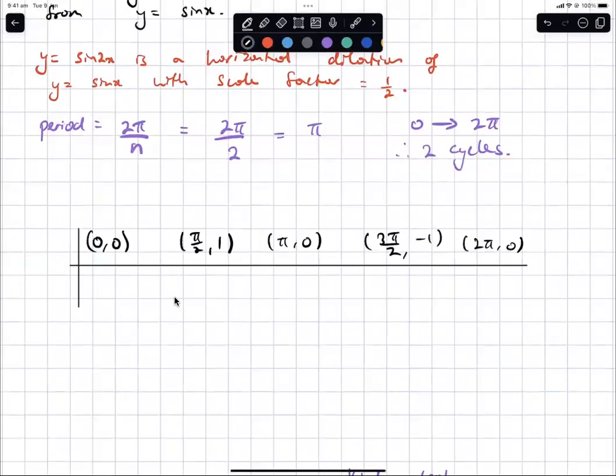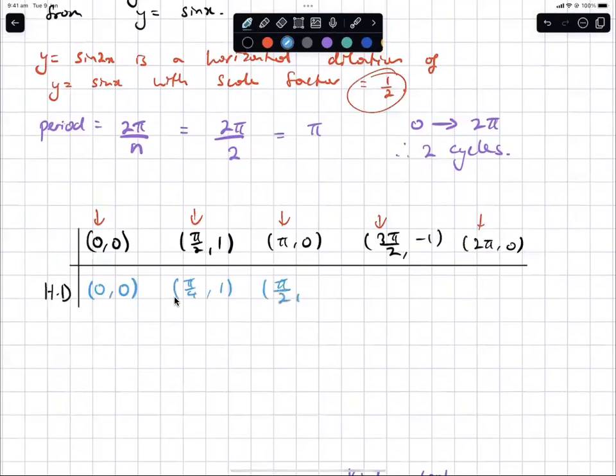That's from our original. Now let's do our horizontal dilation. That's going to affect the x values in each of these, and the way that it's going to affect it is from the scale factor. So each of the x values, we're going to multiply by 1/2. We end up with 0 times 1/2 is 0, and that gives us 0, 0. Pi on 2 times 1/2 is pi on 4, and 1, we don't affect the y coordinate. Pi times 1/2 is pi on 2. 3 pi on 2 times 1/2 is 3 pi on 4. And then 2 pi times 1/2 is just pi.